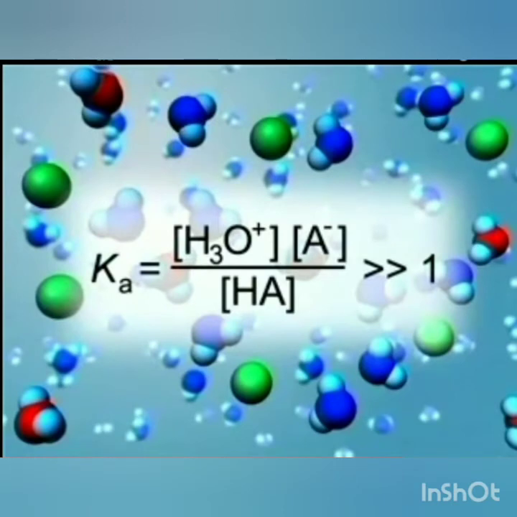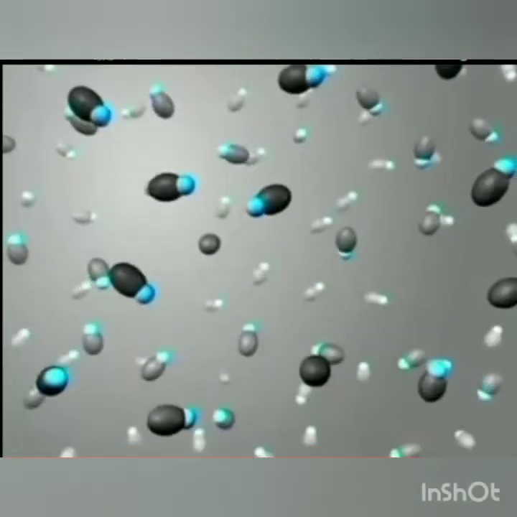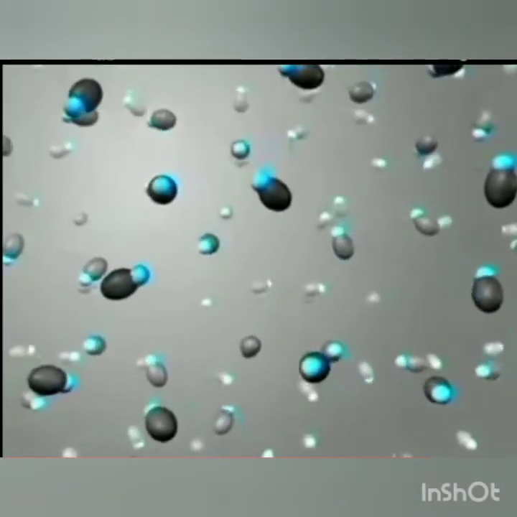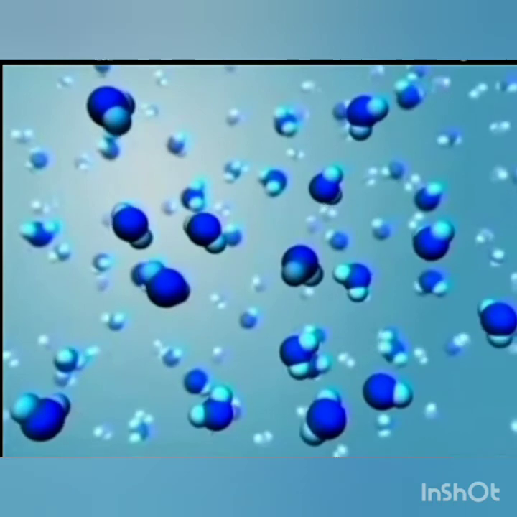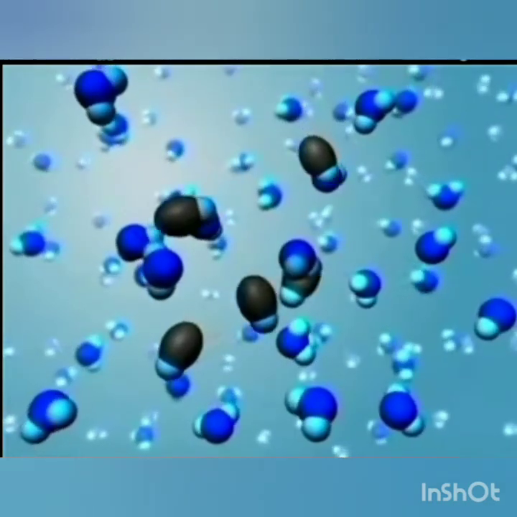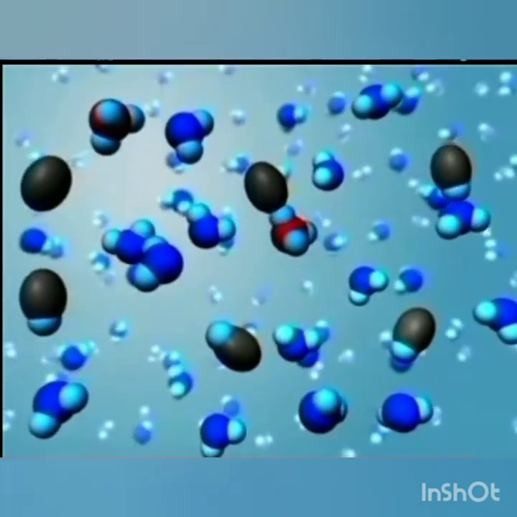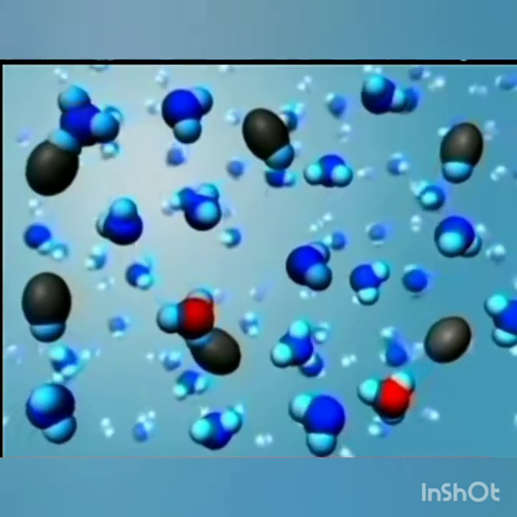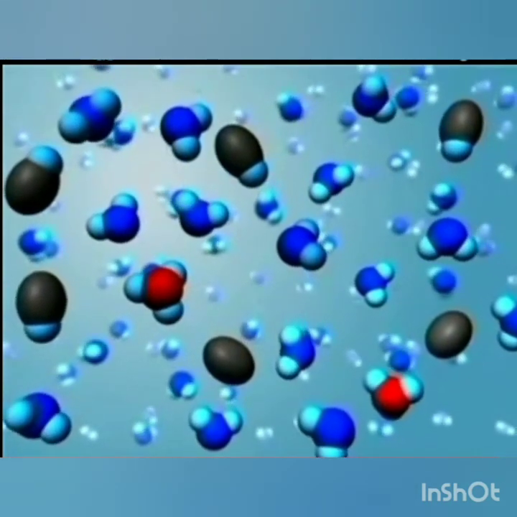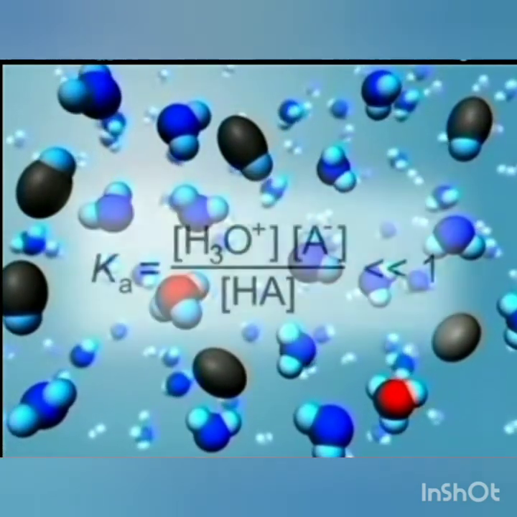Now what happens when a weak acid is dissolved in water? Unlike the strong acid, here the reaction attains equilibrium. This is what happens. So you can see the blue molecules of water here. When they come in contact with the acid molecules, you can see that some of the acid molecules donate their protons to the water molecule, resulting in the formation of hydronium ions. But as you can see here, the concentration of hydronium ions is less when compared to the strong acids, and that is the reason why the dissociation constant here is less than 1.